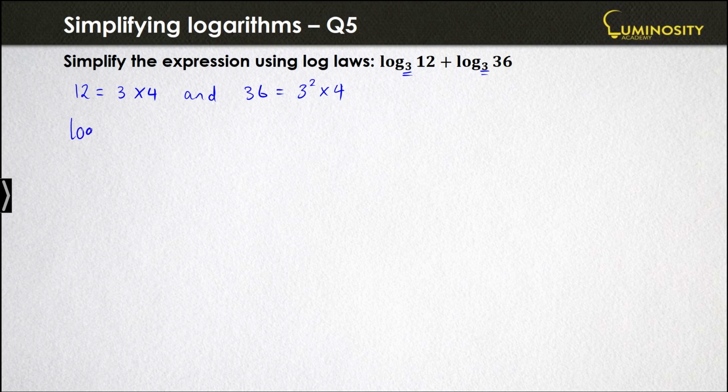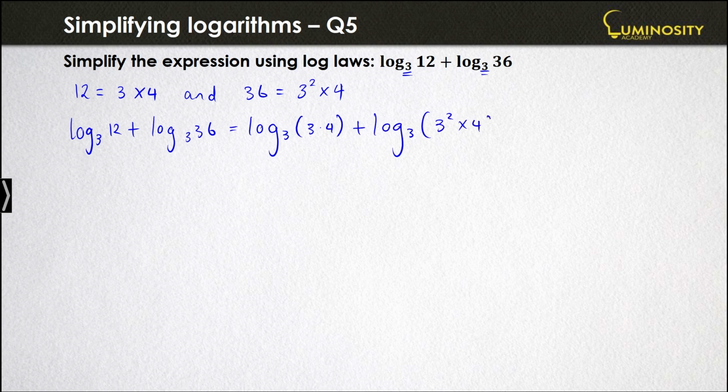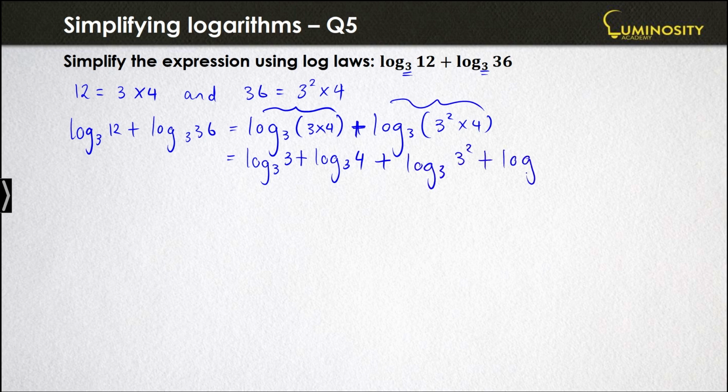So let's write it out as log base 3 of 12 plus log base 3 of 36. I'm going to use the multiplication law. That's log base 3 of 3 times 4 plus log base 3 of 9 times 4. So multiplication law says, because there's multiplication inside the brackets, I can separate it as log base 3 of 3 plus log base 3 of 4. So that simplifies that log. Plus, to simplify this log, it'll become log base 3 of 3 squared plus the log base 3 of 4.